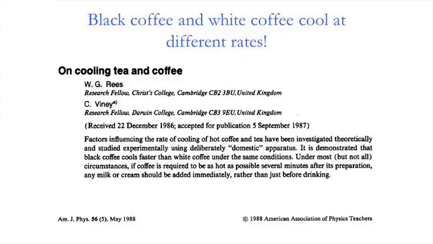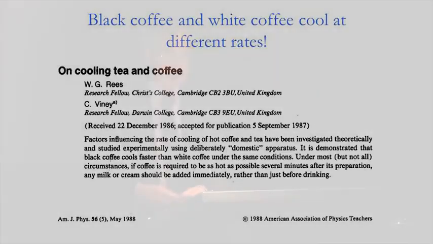And this was the subject of this paper on cooling tea and coffee by Rees and Viney. They were at that time Cambridge physicists, and I suppose you have to do something in Cambridge in the winter. But what they found, in the abstract: factors influencing the rate of cooling of hot coffee and tea have been investigated theoretically and studied experimentally using deliberately domestic apparatus. It is demonstrated that black coffee cools faster than white coffee under the same conditions. Under most, but not all circumstances, if coffee is to be as hot as possible several minutes after its preparation, any milk or cream should be added immediately rather than just before drinking. Add your milk or cream immediately.